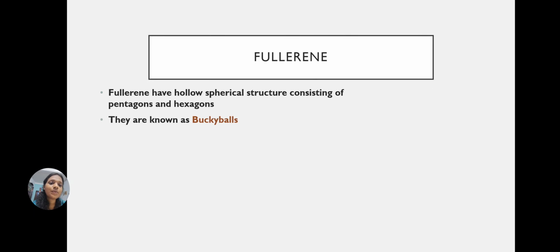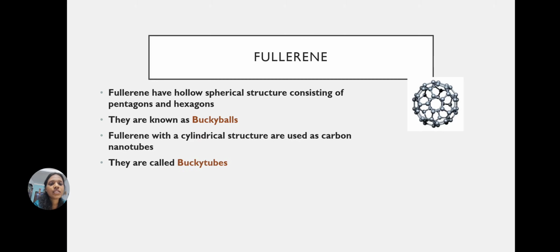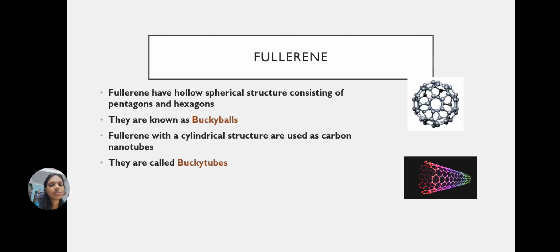Fullerenes have a hollow spherical structure consisting of pentagons and hexagons. There are two categories of fullerenes. The hollow spherical structure is called a buckyball, like this, and fullerenes with a cylindrical structure are called carbon nanotubes. They are also called bucky tubes, as shown in this picture. So there are two types of fullerenes: buckyballs and bucky tubes.